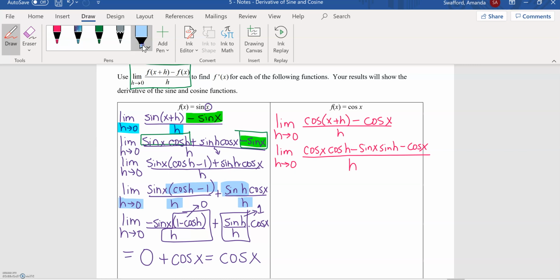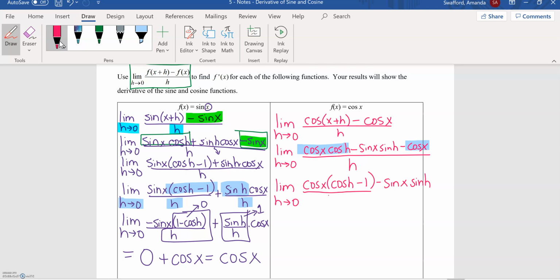Let's do a process similar to what we did before. These two terms have a GCF of cosine x, so let's factor that out. If I factor out a cosine x, I'm going to have cosine h minus 1. Looks familiar. And then I'll bring down the minus sine x sine h. And it's all over h, but we know what's happening here if we're thinking back to our last example.